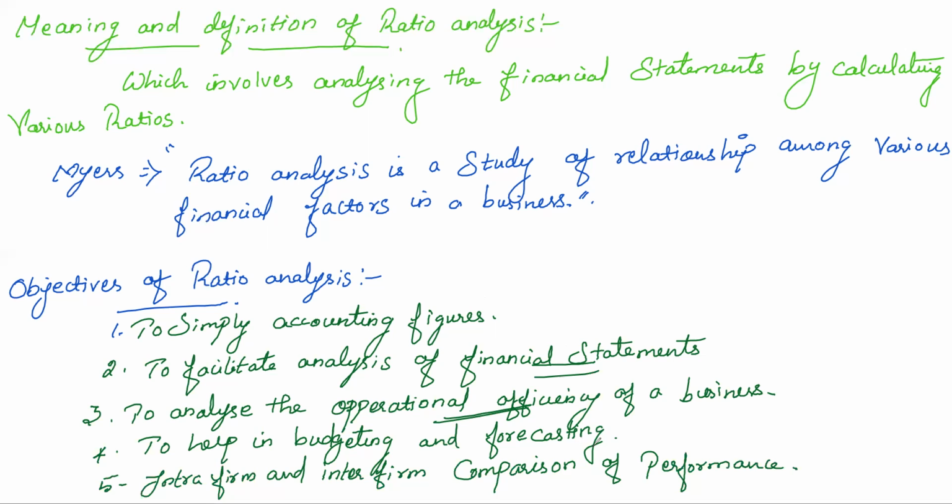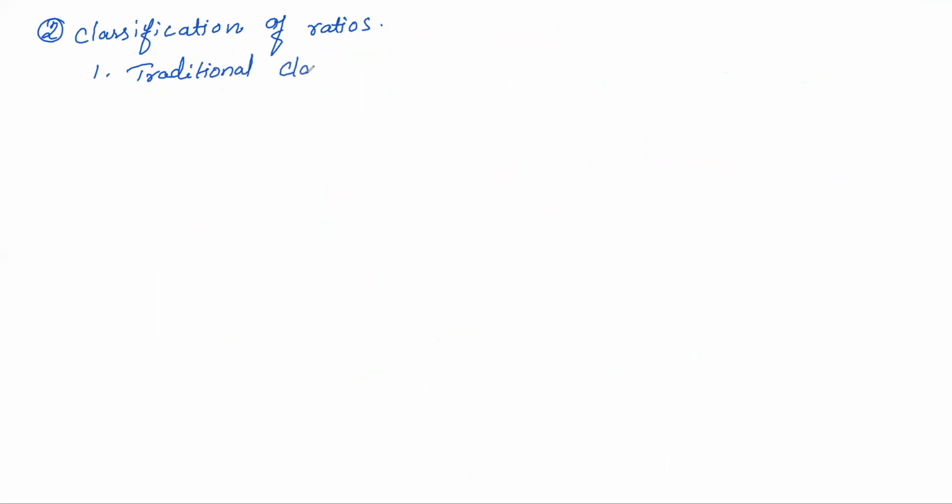That's all. Then next one is classification of ratios. How many classifications are there? There are 2 classifications of ratios. First one is traditional classification. Then second one is functional classification.